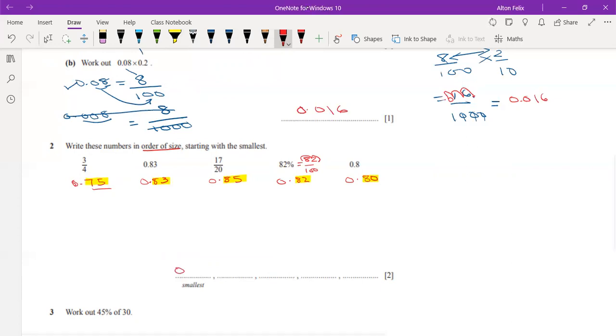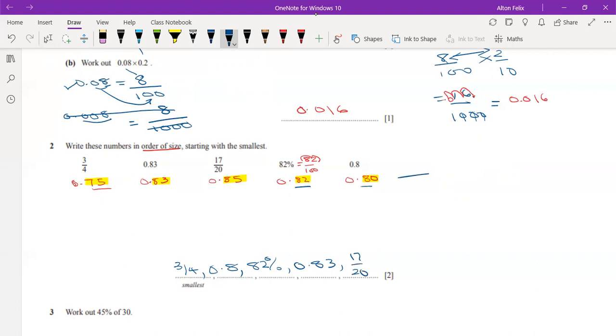Now, if we are writing our solution, let's write it based on how the numbers are stated in the original question. So we wouldn't necessarily put the 0.75, let's write the 3/4. So 3/4 will come first. After 75, you got 80, so it will be 0.8. After 80 follows 82, so it will be 82%. After 82 follows 83, so it will be 0.83. And after 83 follows 85, so then it will be 17 over 20.